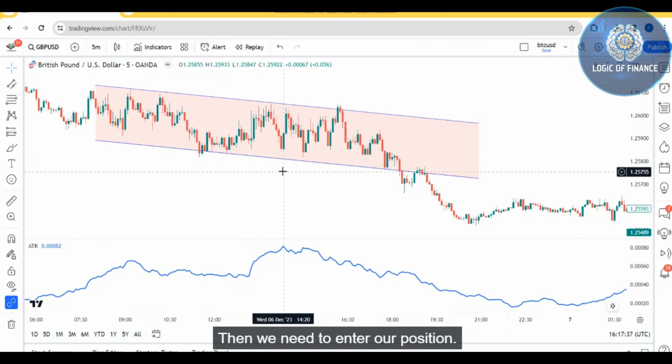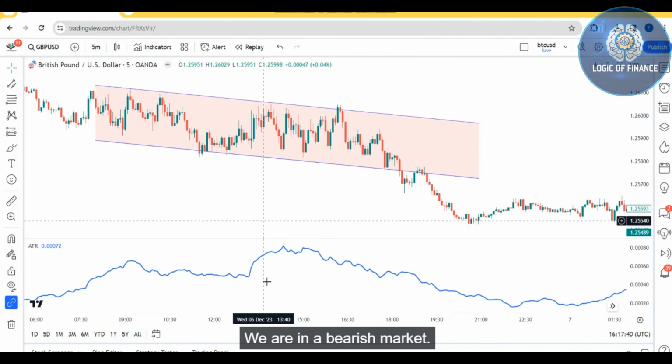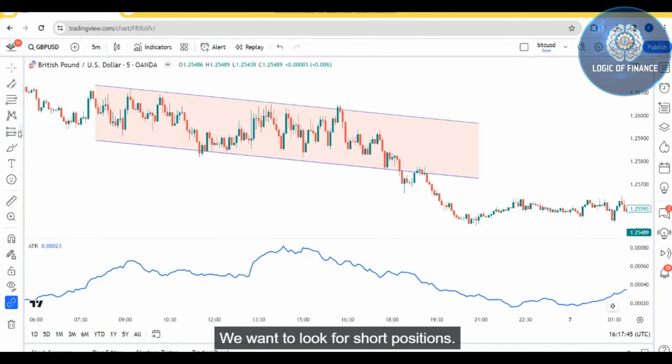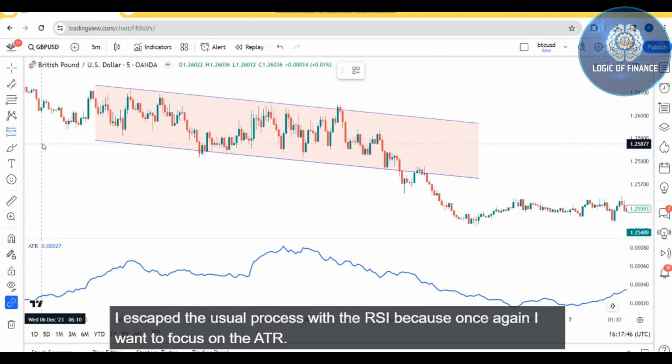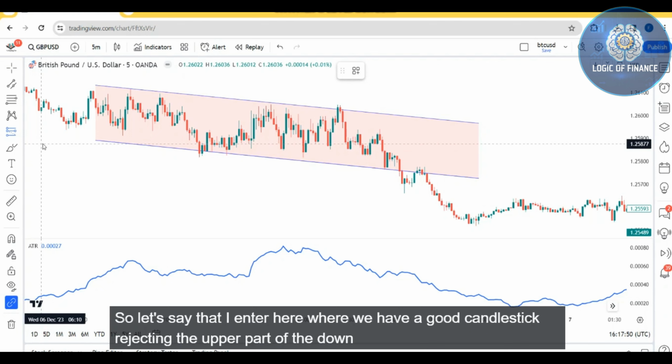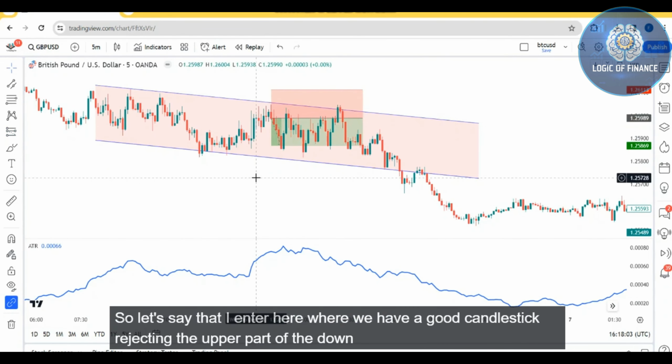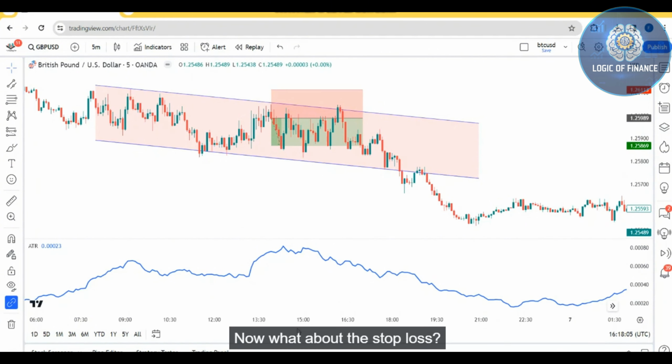Then we need to enter our position. We are in a bearish market, we want to look for short positions. I skipped the usual process with the RSI because once again I want to focus on the ATR. So let's say that I enter here where we have a good candlestick rejecting the upper part of the down channel. Now, what about the stop loss?